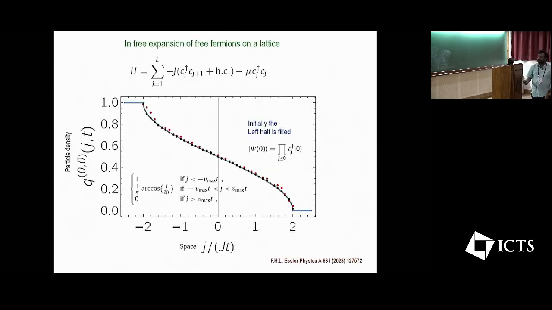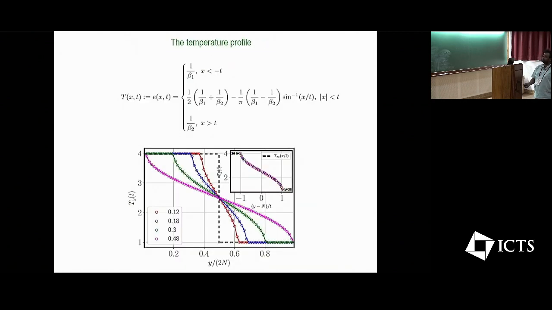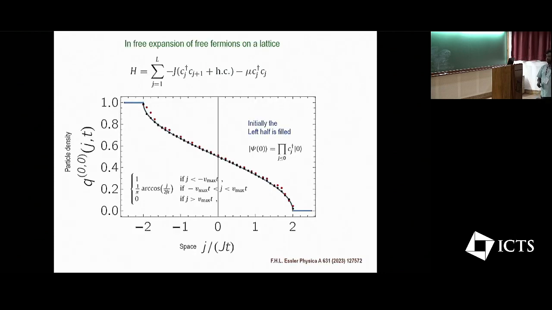A similar problem was studied by Eisler in the context of free expansion of free fermions on a lattice. You prepare the lattice in this state where the left half is filled initially. You create particles on the left half, similar to the initial condition that Abhishek was talking about in his Page curve problem. Then he computed the density profile, and here also you get a similar profile. The only thing is that in this case you have a cos inverse; in our case we have a sine inverse. It's a similar problem.